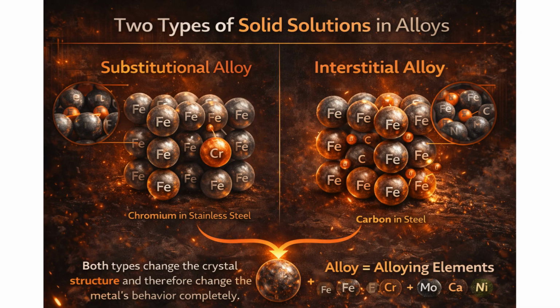There are two types of solid solutions in alloys. In a substitutional alloy, the alloying atoms replace base metal atoms in the crystal lattice, like chromium replacing iron in stainless steel. In an interstitial alloy, the smaller alloying atoms fit into the gaps between the larger base metal atoms. Carbon in iron is the classic example, giving us steel. Both types change the crystal structure and therefore change the metal's behavior completely.